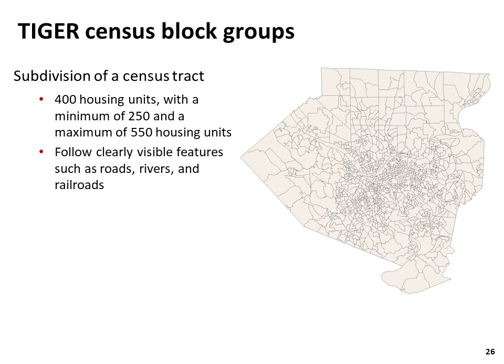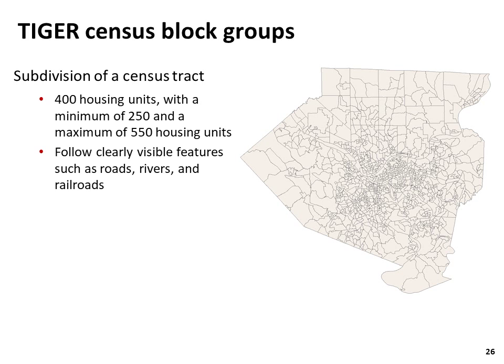So, census blocks. Blocks are a subdivision of a census tract. We've already talked about what the census tracts are. Now imagine 400 housing units, with a minimum of 250 and a maximum of 550. So you divide up each census tract into blocks, and each block has between 250 and 550 houses. And these tend to follow clear visible features such as roads, rivers, and railroads.